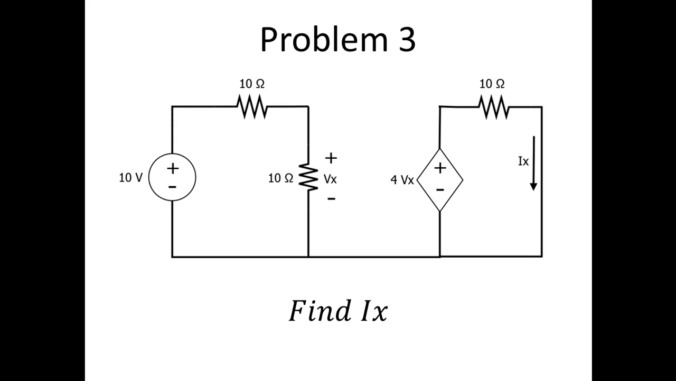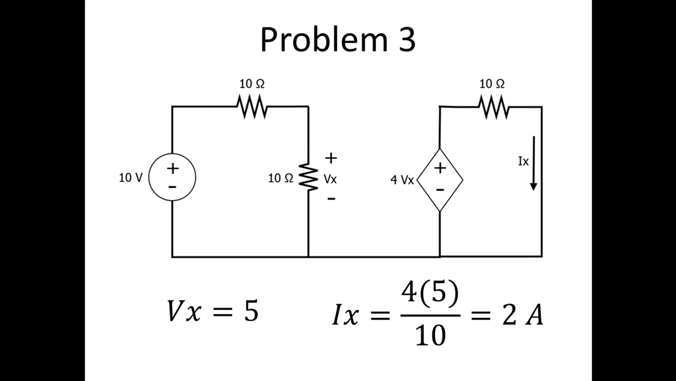Ix is going to be the voltage of the dependent source divided by the 10 ohm resistor based on Ohm's law, but first we have to find Vx. We know that Vx is equal to 5 based on the voltage divider rule, and that means that Ix is 4 times 5, which is 20, divided by 10, which is equal to 2 amps.